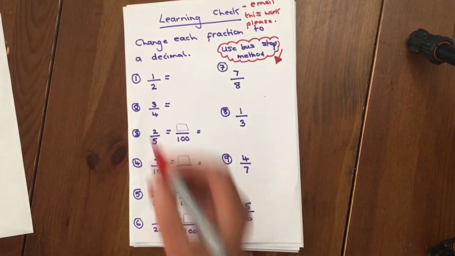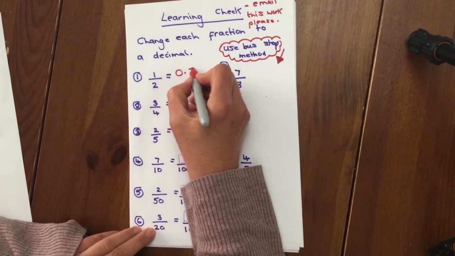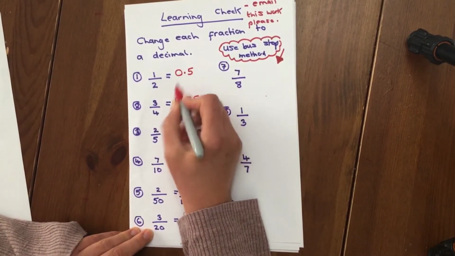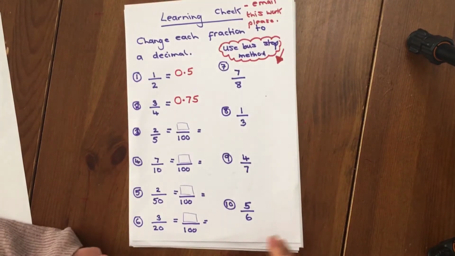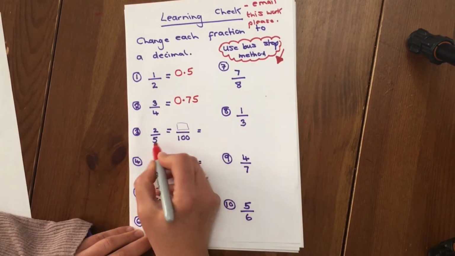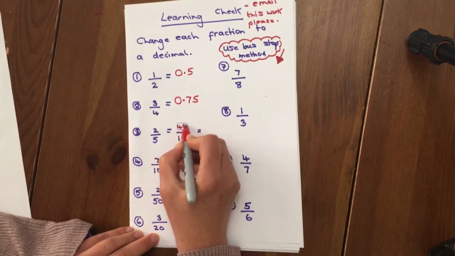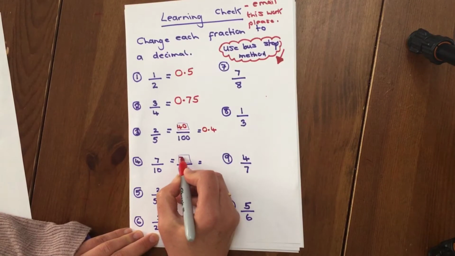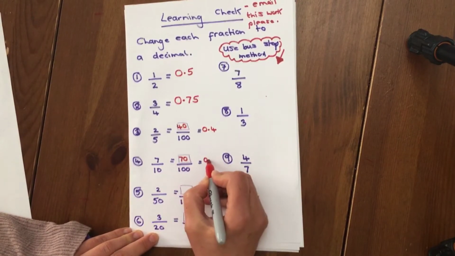Okay, a half is 0.5 and 3/4 is 0.75. Hopefully you just know those. If not, you could have changed them to be out of 100. Times by 20, top and bottom, so 0.5. Times top and bottom by 10, so 0.7.